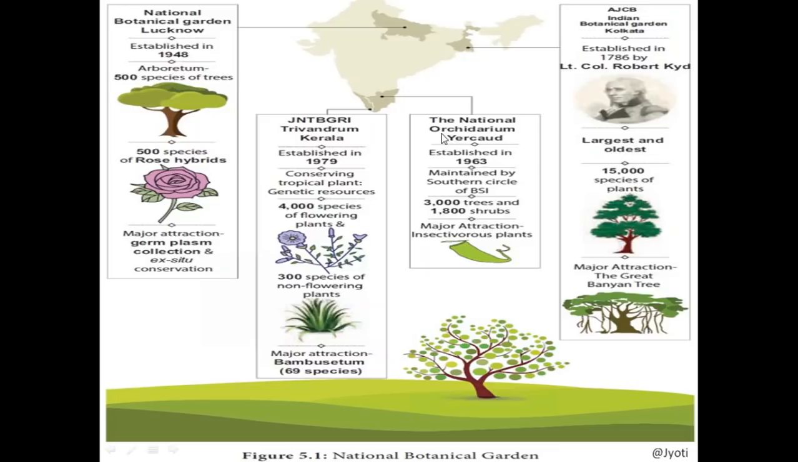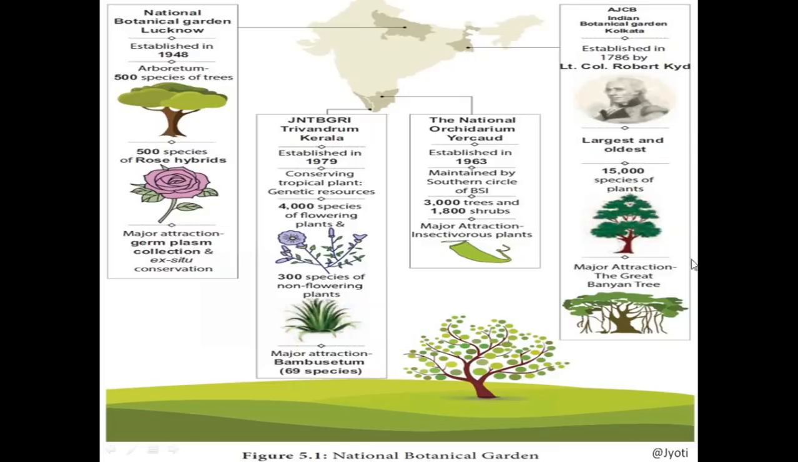This is located in Yercaud, established in 1963, and it is maintained by the Southern Circle of BSI, Botanical Survey of India. It comprises 3,000 trees and 1,800 shrubs, and its major attraction is insectivorous plants. So how amazing this is.